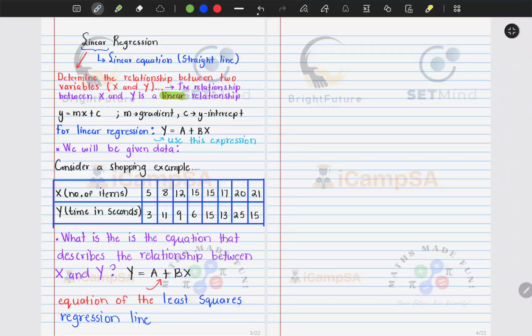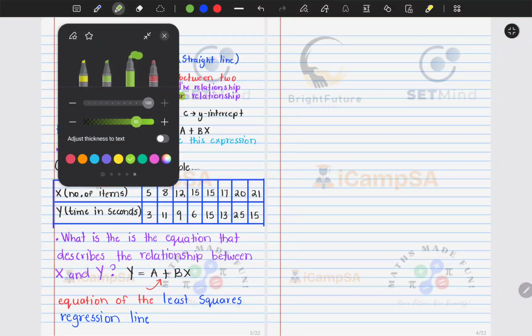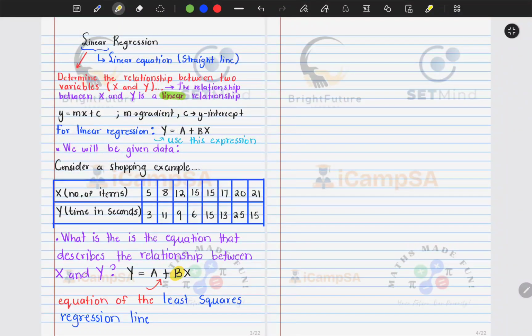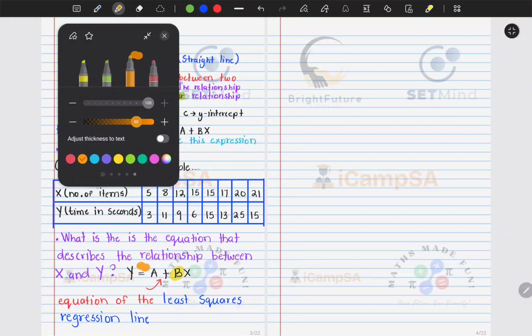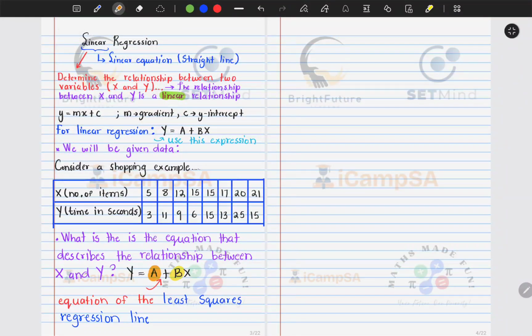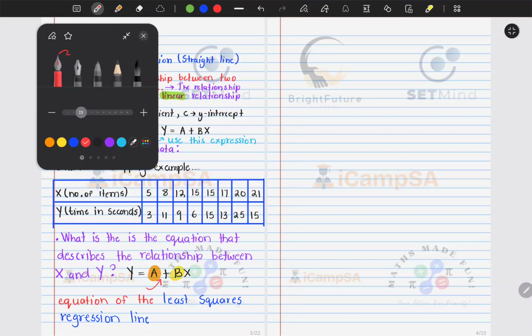So when they say determine the equation of the least squares regression line, it means what you need to figure out is the b, and you also need to figure out the a. That is what we are going to be doing most of the time. So we now know what the equation is and what we are dealing with. Now let's jump into correlation.